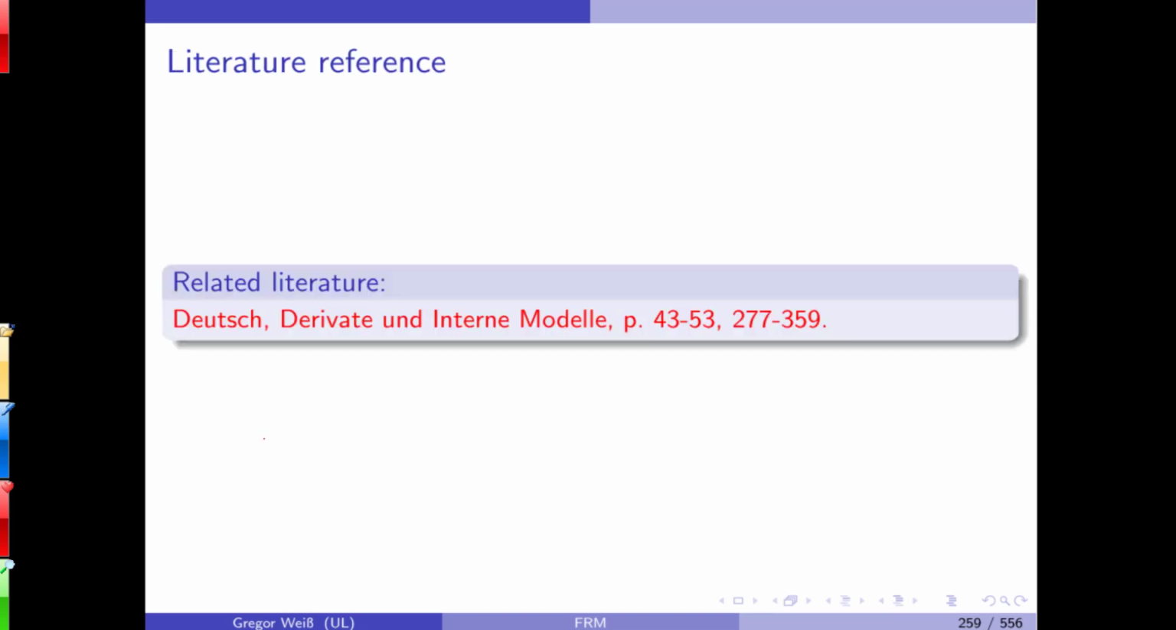The literature reference here is quite interesting. It's a book called Derivate und interne Modelle. I don't know whether there's an English version of it. You can also look at the Hull textbook on risk management and options, futures and other derivatives. But this one is quite interesting. Why? It uses a different notation and takes a different approach than the usual approach textbooks from management take. And the author is also very interesting, Hans-Peter Deutsch.